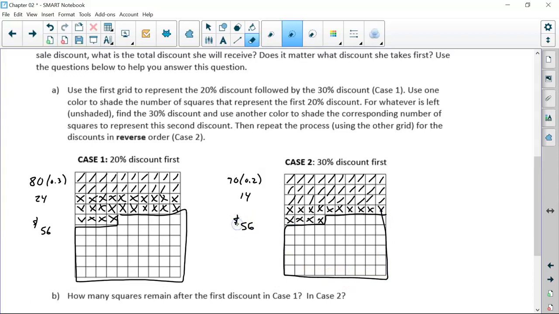It doesn't matter which one you do first. It's going to still be the same, $56 in the end.